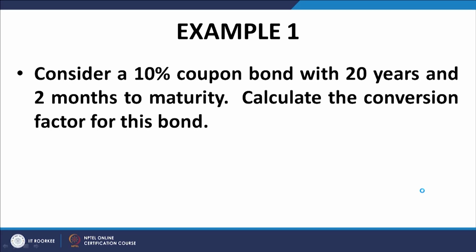So, let us look at this example, it will clarify it more. We are having a 10% coupon bond with 20 years and 2 months to maturity. So, the first step of rounding off gives us 20 years, and because this is an integral multiple of 6 months, the first coupon will be deemed to arise at 6 months from today, and therefore, the intrinsic value is worked out accordingly at a yield of 6%.